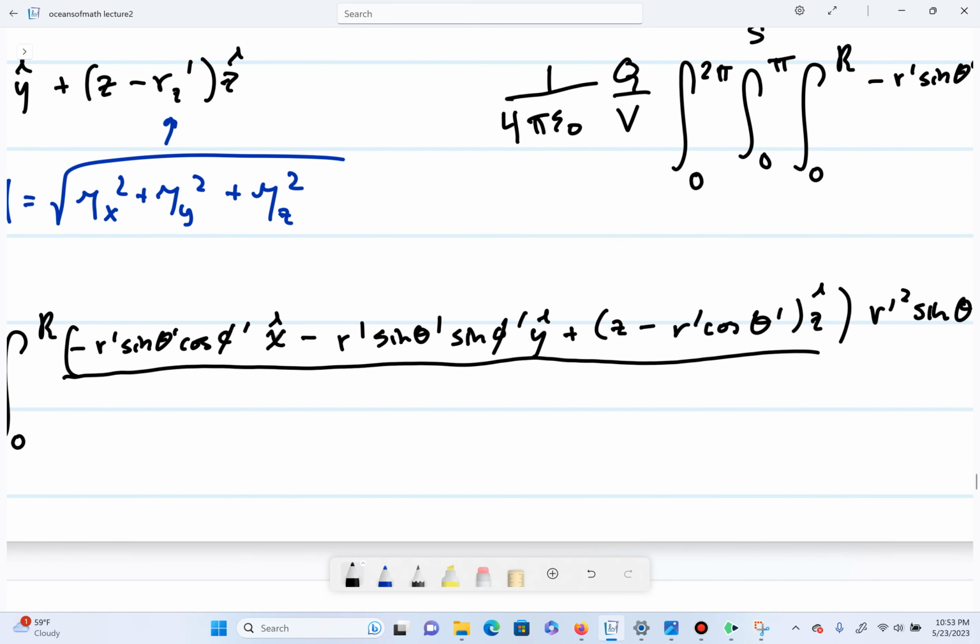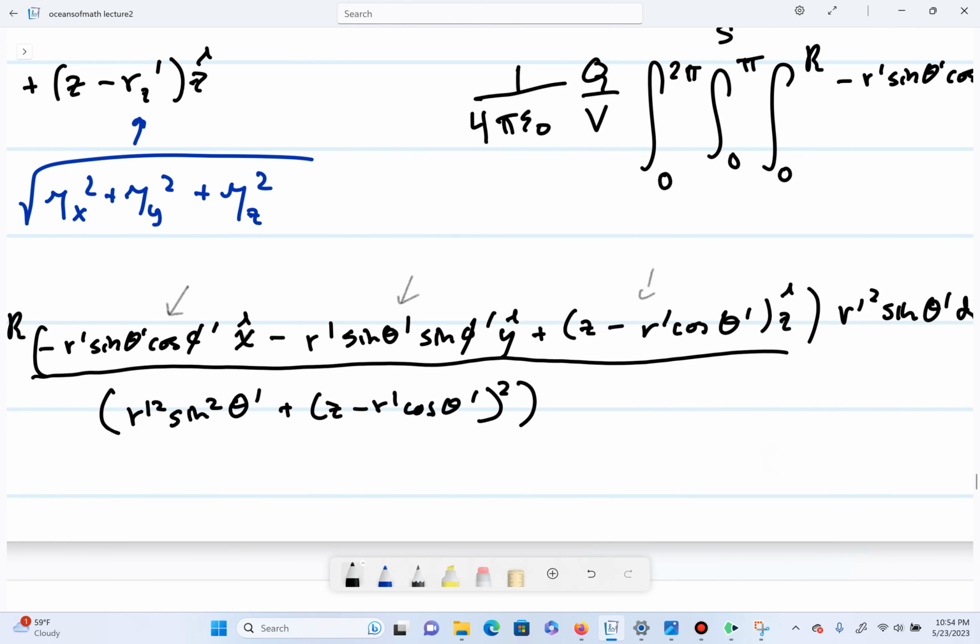If we take its magnitude, we notice that we're going to get an r prime squared sine squared theta prime, where the cosine squared and sine squared of phi prime terms will add to get 1. And then we're going to add the square of this term, which I'll just write out: z minus r prime cosine theta prime, squared.